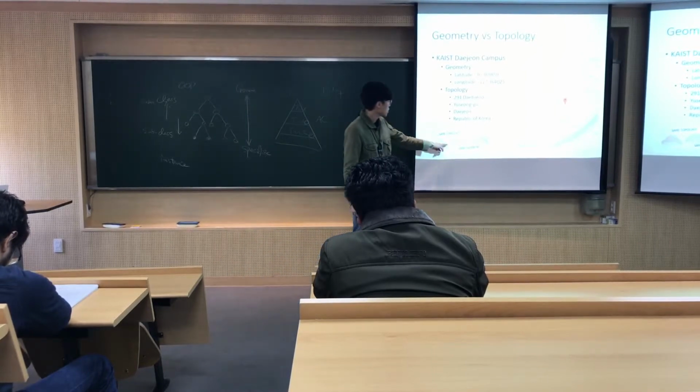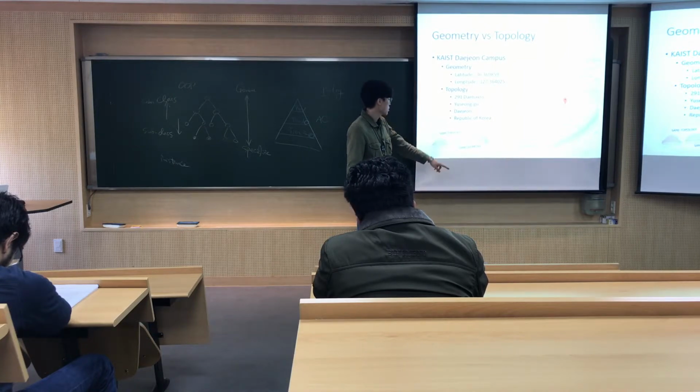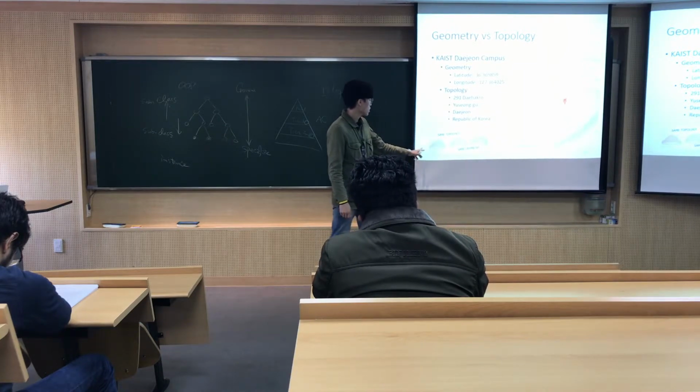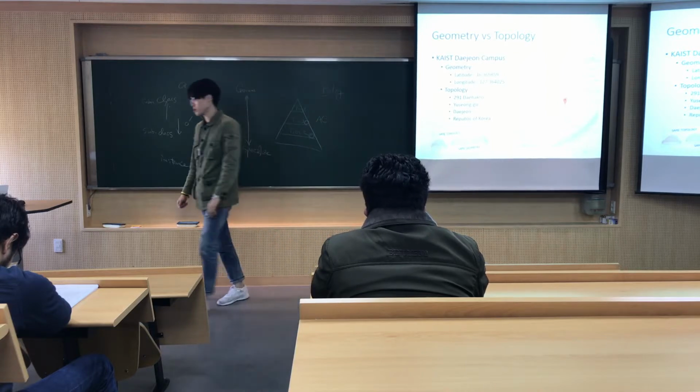If you see, here is a line, but there is no line. So different topology, but same geometry. But here there is a line, and it can be transformed to this. So these two are the same topology.